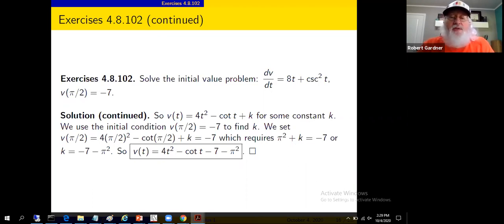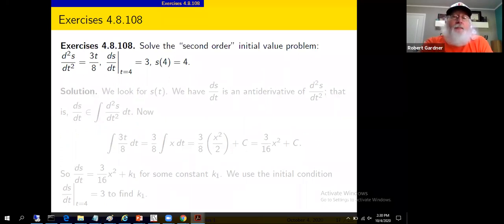We found the constant. We'll plug that in here, and that gives us v of t. 4t squared minus cotangent t plus -7 minus pi squared. So there's v of t, the solution to that initial value problem. One more time, this is nothing new. We were doing this a while ago. We just weren't using the initial value problem lingo and the initial value solving for the constant stuff, unless we were looking at graphs that pass through specific points.